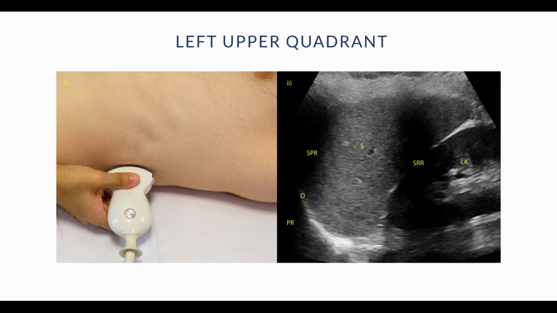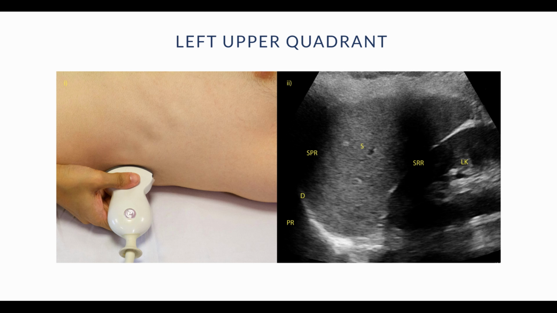The left upper quadrant window may be more challenging to optimize due to the relatively small size of the spleen, and a more posterior approach is usually required. The probe is placed in the left flank in the sagittal plane with a probe marker pointing cranially. Once again, this may be optimized by rotating the probe to be parallel with the ribs.